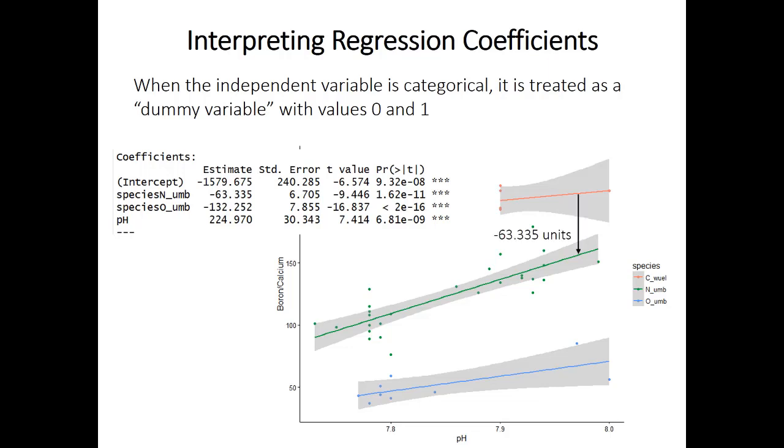N, the species, has a boron-calcium ratio on average 63.335 units lower than C wool after you account for the effects of pH. The lines aren't exactly parallel, but we're looking at an average once you account for the fact that pH itself controls boron-calcium. And likewise, O has a boron-calcium ratio of about 132 units lower than C wool, also after we've accounted for the fact that pH already has some effect itself.